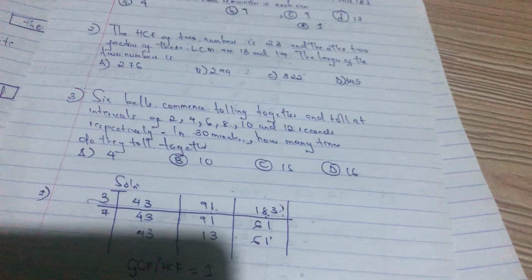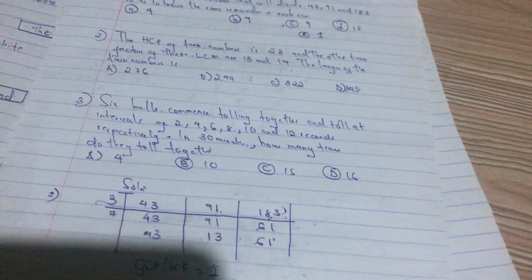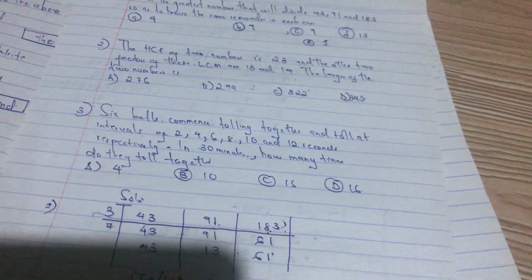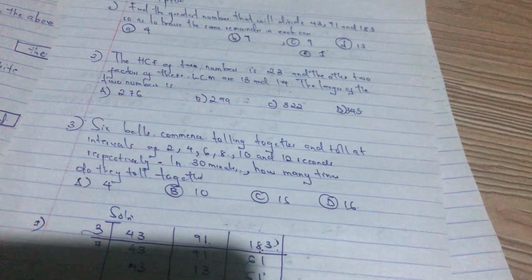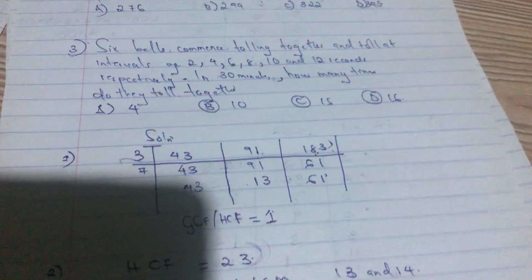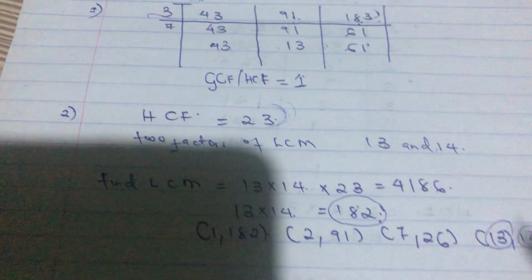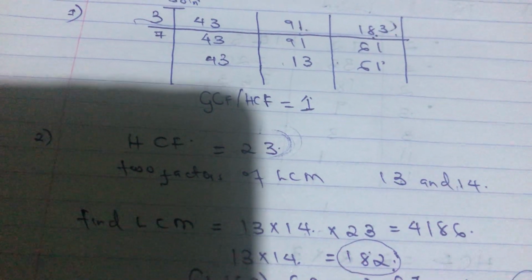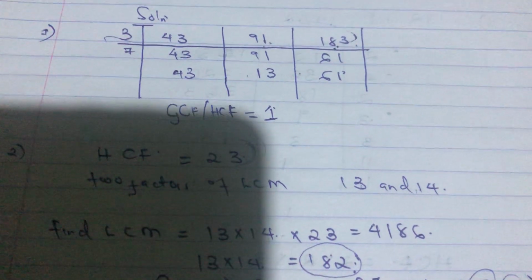So what they actually want here is the product of these two that will give us the highest. When we multiply it with the HCF, it will give us the highest number. Are we together? So we get each of these products and multiply them by the HCF, because we are basing on the principle that the LCM is the HCF times these two factors, the 13 and the 14.